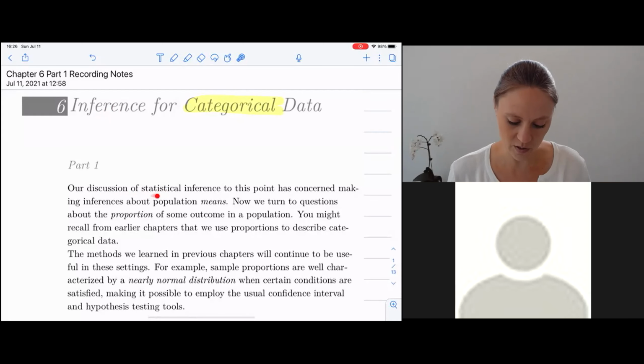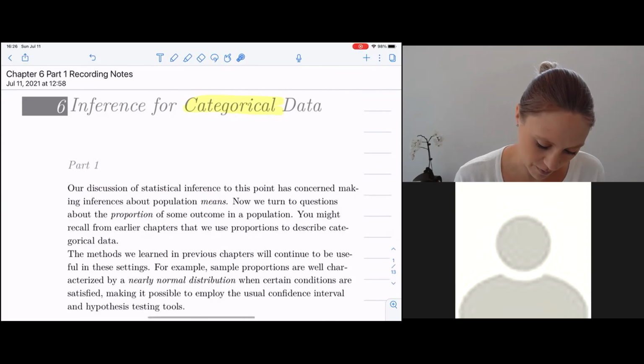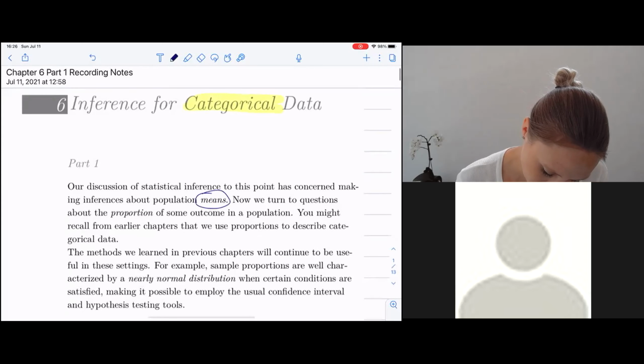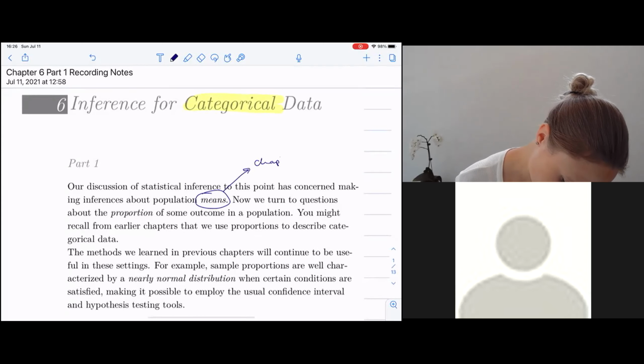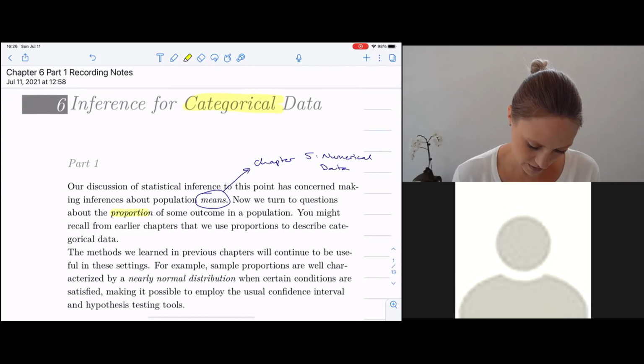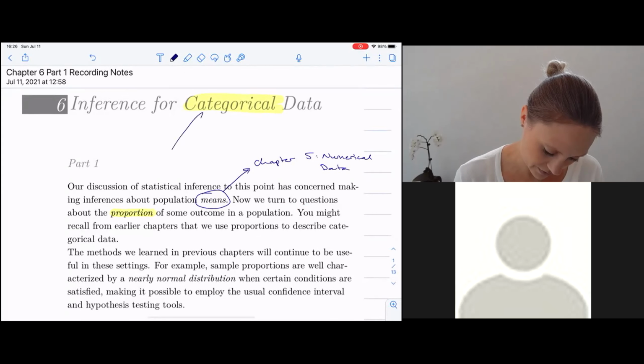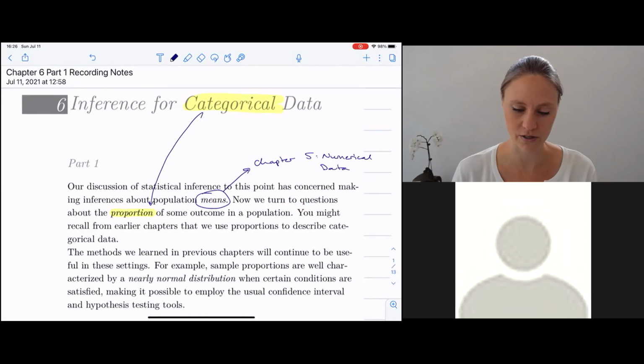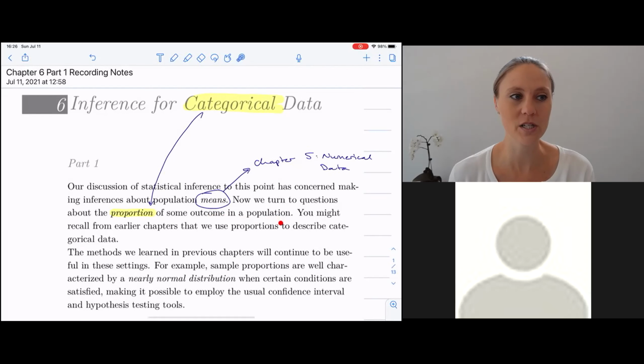So far, we've talked about population means, and this is from Chapter 5, which was numerical data. That's when we talk about the mean. But now, our questions are going to be about the proportion. The proportion is for categorical data. So the proportion of some outcome in a population.